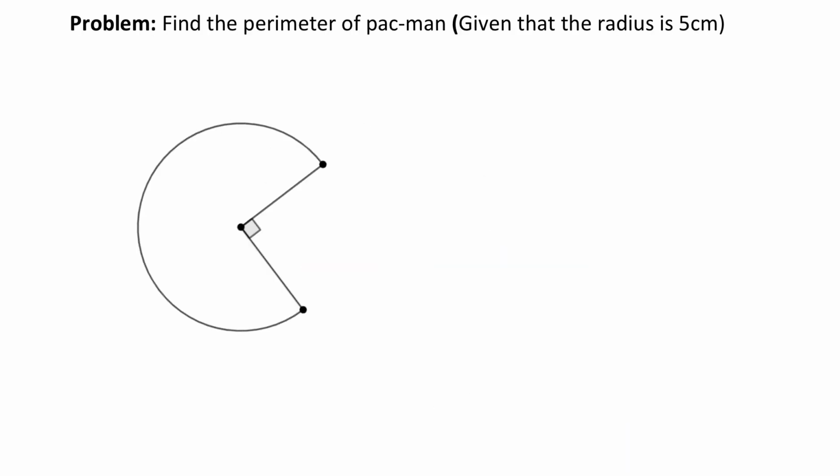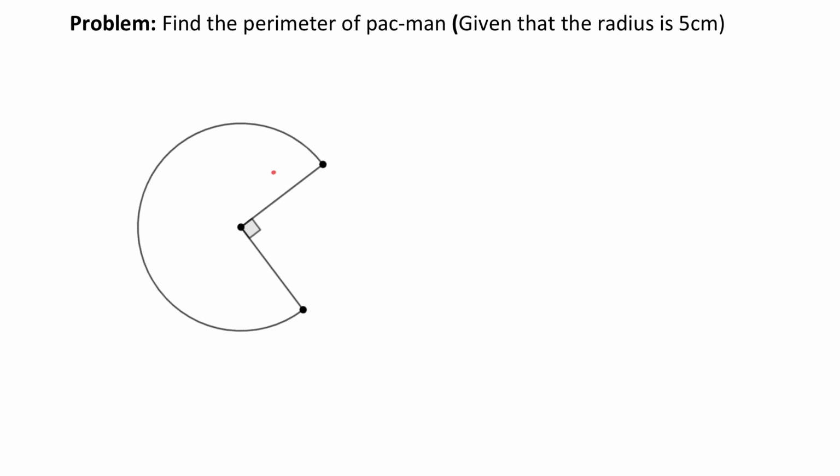Okay, let's do a little bit of an advanced question. Let's find the perimeter of Pac-Man. So here we have the classic Pac-Man from one of the original video games. We're told that the radius is 5 centimeters, and you need to determine the perimeter. So go ahead and pause the video and give that a try.